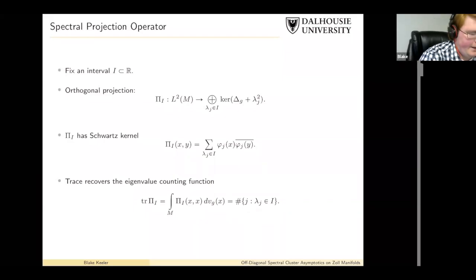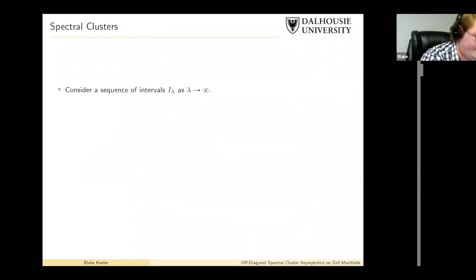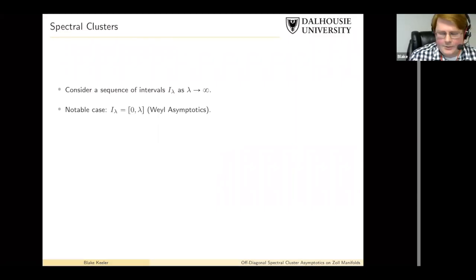Now, I'm going to be considering the case where I is actually dependent on some parameter lambda. So we'll consider a sequence of intervals, I sub lambda, as lambda tends to infinity. A special case of this will be very familiar to many of you, which is just the interval 0 to lambda, which corresponds exactly to Weyl asymptotics. The standard Weyl law, and all of the great quantities of literature that have been written about it, correspond to this choice of the interval I lambda. You're projecting onto all of the eigenvalues from 0 up to lambda squared.